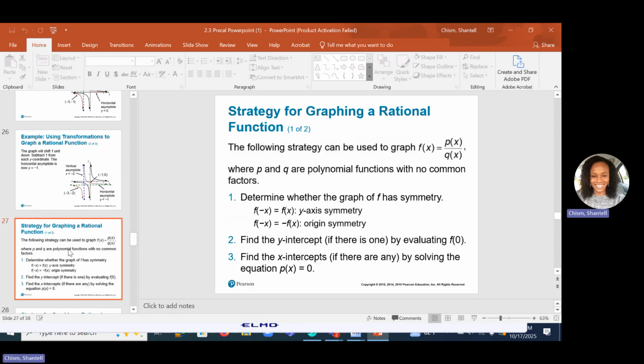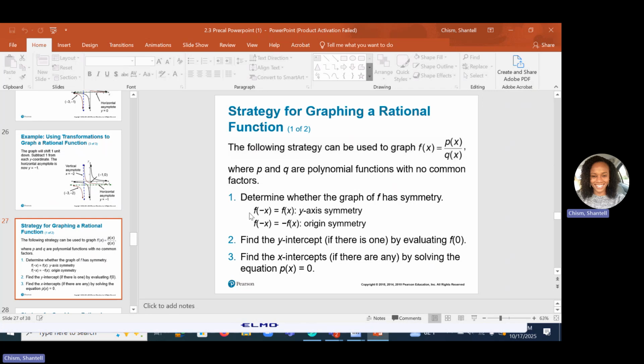It says the following strategy can be used to graph f of x equals p of x over q of x, where p and q are polynomial functions with no common factors. So the first thing you want to do is determine if the function has symmetry. And remember, we're looking for either y-axis symmetry or origin symmetry when it comes to these basic rational functions.